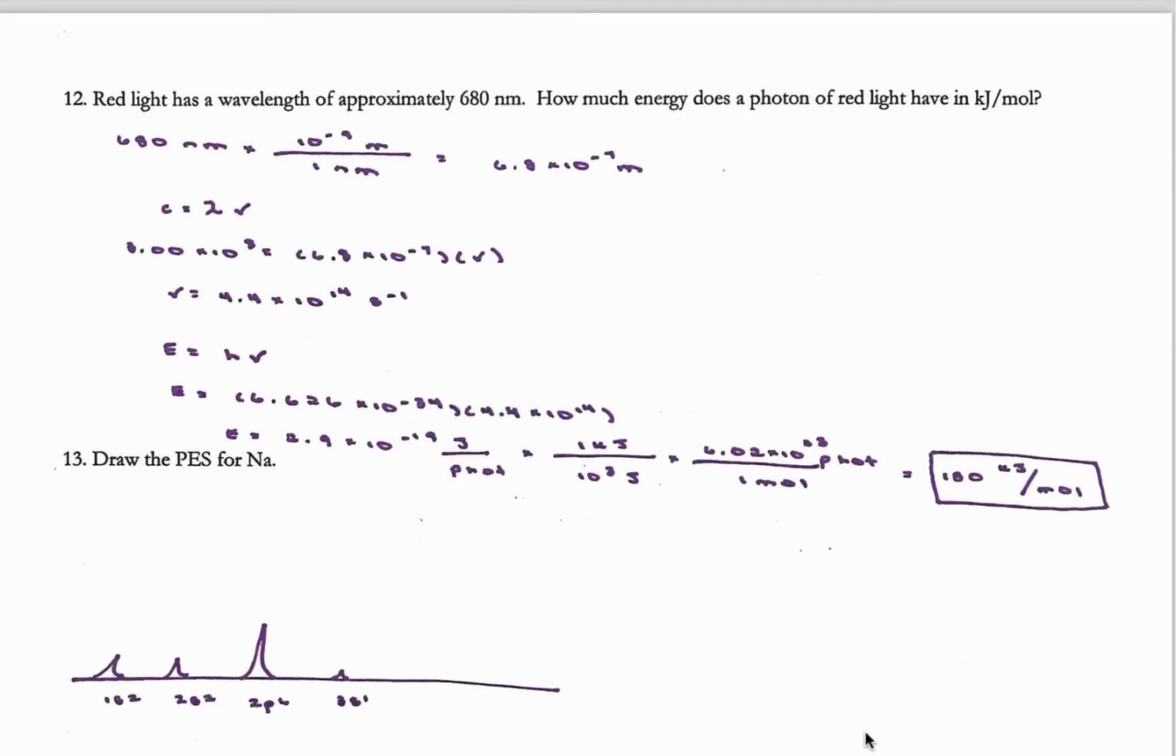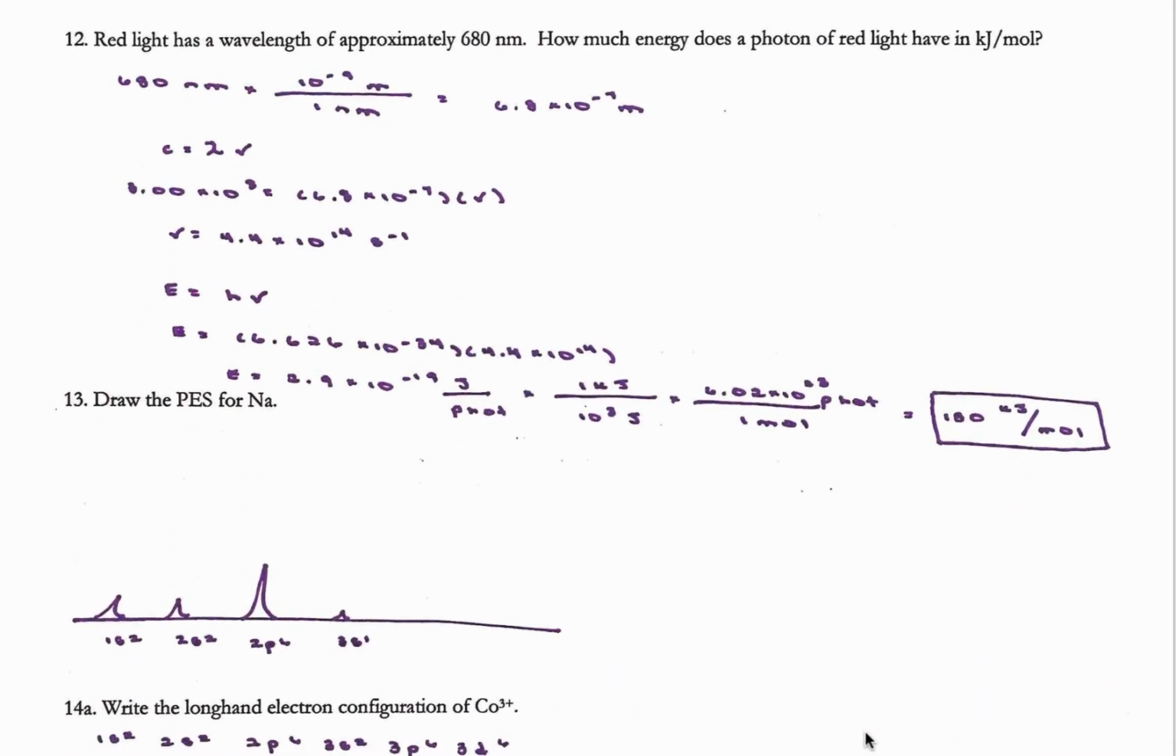Okay. For number 12, it says red light has a wavelength of 680 nanometers. How much energy does a photon of red light have in kilojoules per mole? So the first thing I need to do is get out of nanometers into meters. Then I'm going to use my speed of light formula in order to determine the frequency. And so I plugged in my wavelength and my speed of light, and the frequency that I got was 4.4 times 10 to the 14th. Now, I didn't round this in my calculator. I kept it in there.